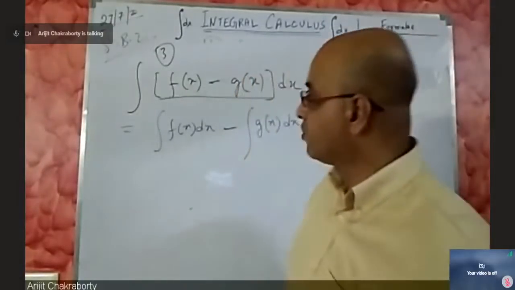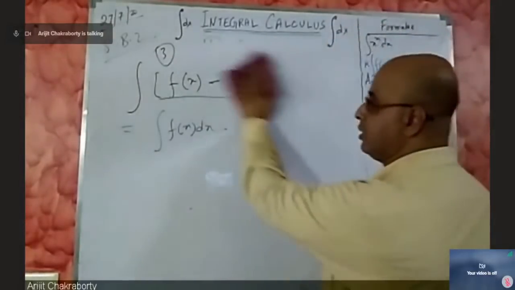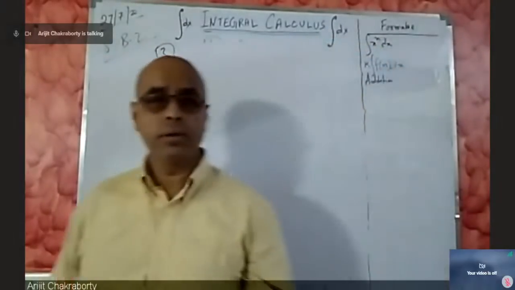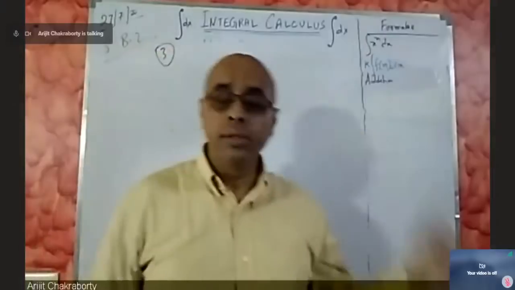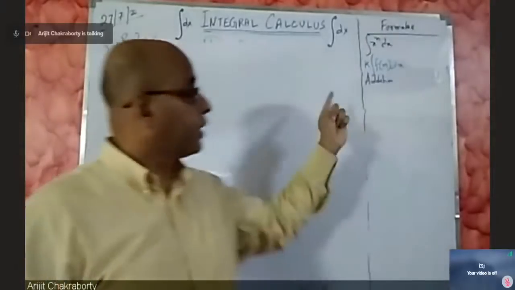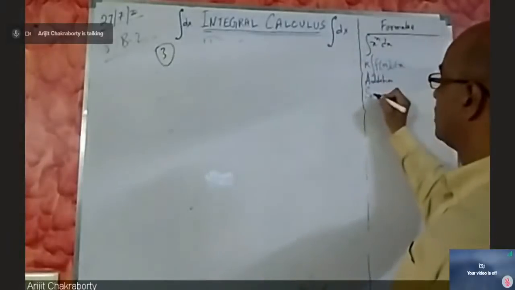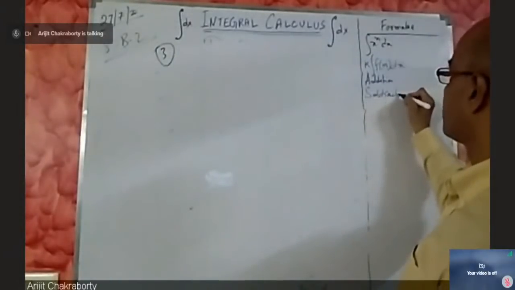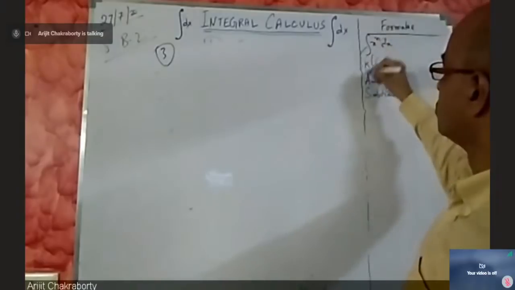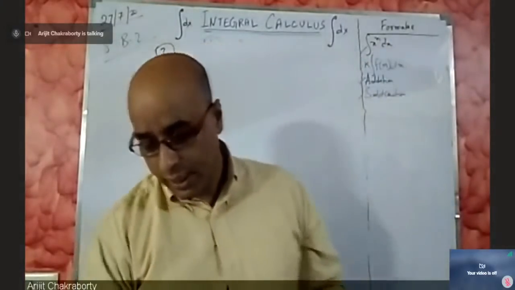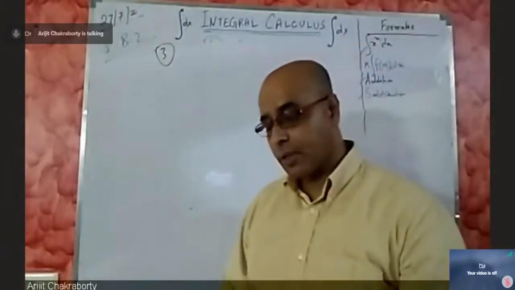Now let's take a few examples. So this is the subtraction rule. So we have done the power rule, number 1. We have done the constant multiplier rule, the addition rule, and now we have done the subtraction rule also. Okay, 1, 2, 3, 4. Next we move on to an example. Let us take this example.